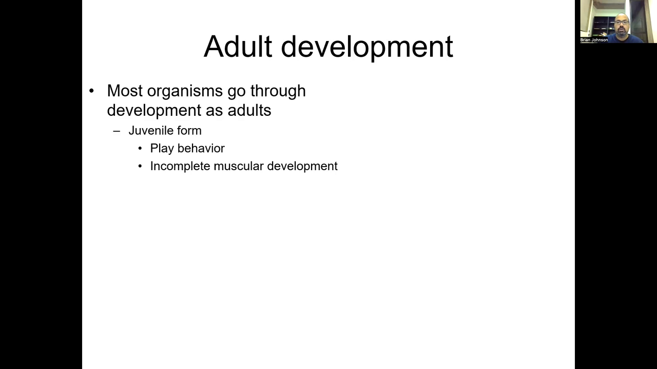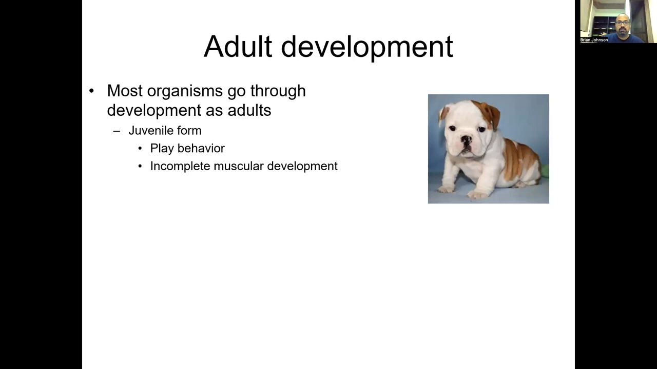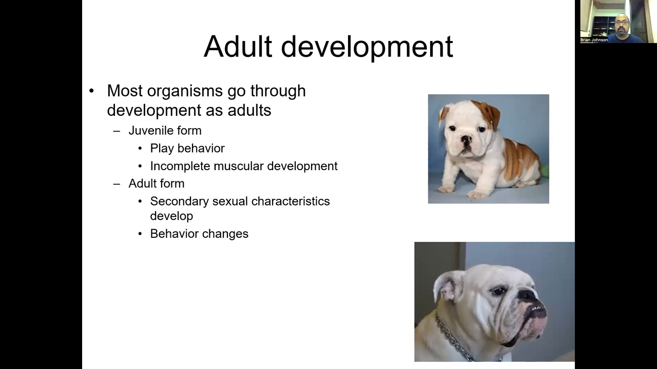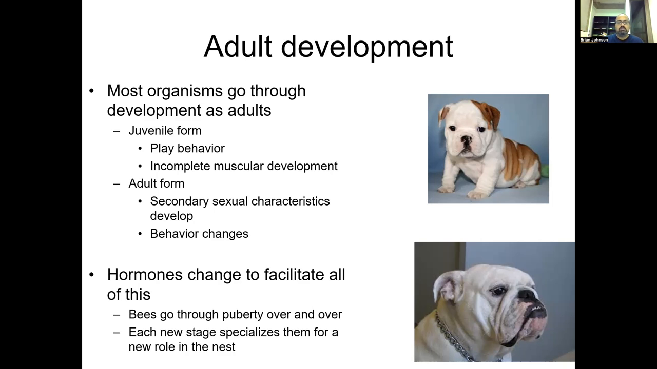There's a juvenile form in most organisms like ourselves, and mammals anyway, in which animals engage in play behavior. They have incomplete muscular development. Their behavior is constrained to things that are associated with their phase in life. Then at some point they go through puberty, at which point their hormonal titers change. And hormones control gene expression. So when you get major changes in hormone levels, you get changes in gene expression across the body. That helps the animal produce secondary sexual characteristics, their behavior changes, they're interested in things that are different than when they were juveniles. So behavior and physiology change after puberty, and the hormonal changes facilitate all of this.